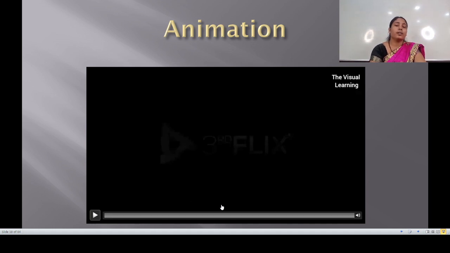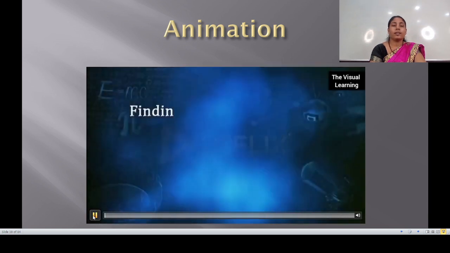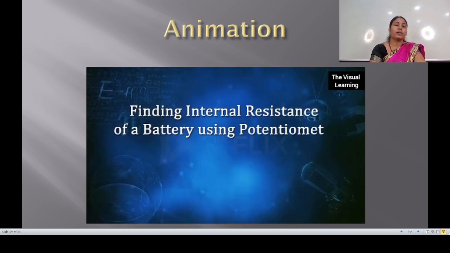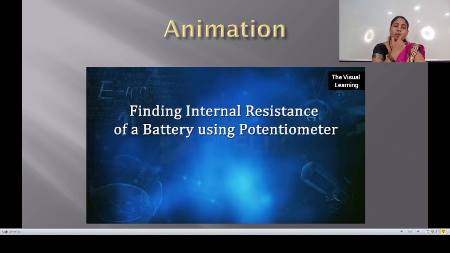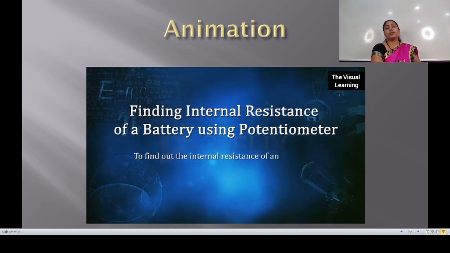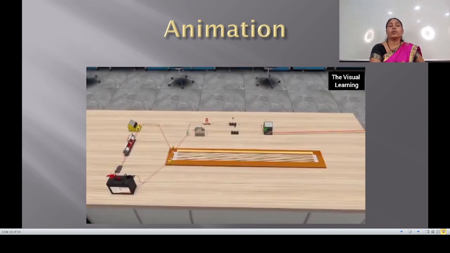Here is an animation. With the help of the animation, we can find the expression for finding the internal resistance of a battery using a potentiometer. This is the animation, and with its help we can see all aspects of finding the internal resistance of an unknown battery using the potentiometer.